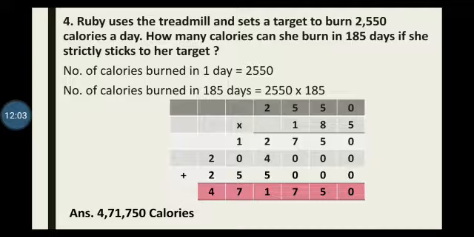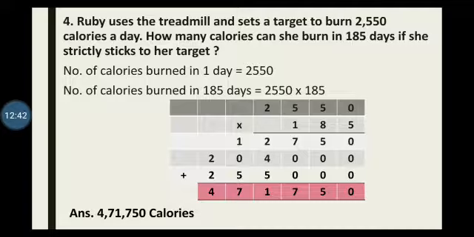So in one day, she burns how many calories? 2,550. And what are we interested in? We are interested in finding that if she keeps on burning her calories for 185 days, how many total calories will she burn? So how are the statements going to be there? The number of calories burned in one day. You read the first statement carefully. It is written a day. A means 1. And number of calories burned in 185 days. Yes, you have identified it very, very correctly.